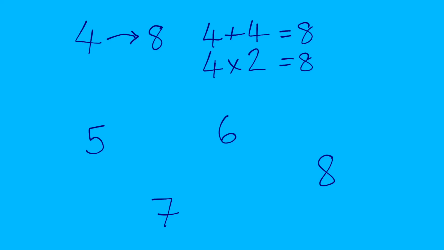Let's double some more numbers. So double 5 means 5 times 2, which is 10. Double 6, I can either do 6 times 2 or just double 6, 6 plus 6, which is 12. Double 8 is 16. And double 7 is 14.